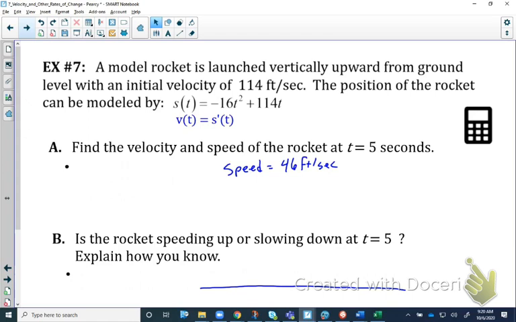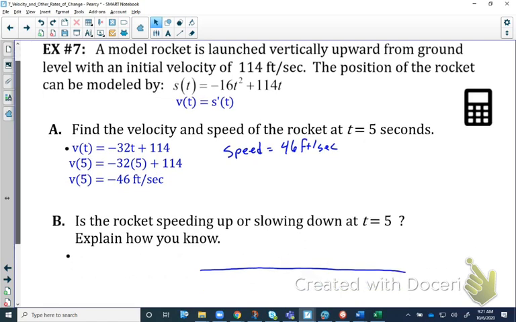Well, if I'm talking about anything in terms of velocity, I want to know what the velocity function is. So in this case, the derivative of the position function is going to be negative 32t plus 114. And we're looking at it in terms of 5 seconds. So I plug in the 5 for the time and go to my calculator to figure out this value, and we get negative 46 feet per second. So probably it's coming down at that time. You shot it into the air and it's coming down at that point.